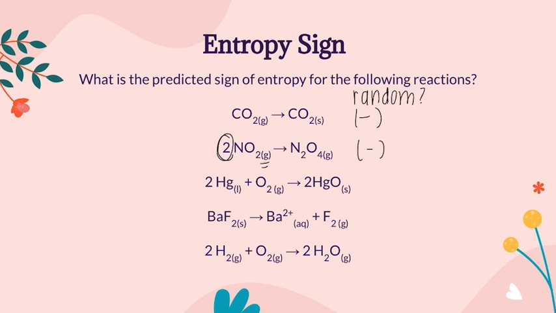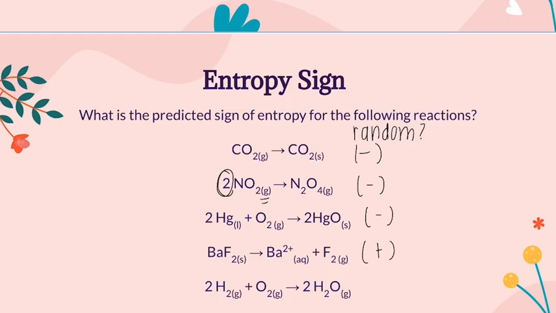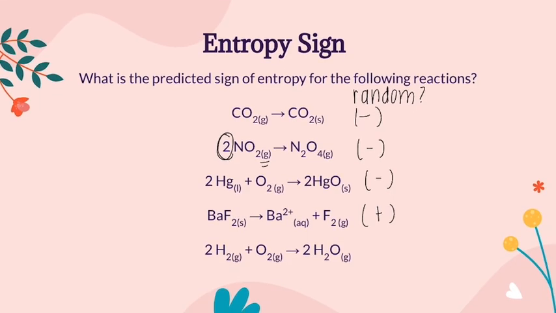Third, we have 2 moles of liquid and a mole of gas turning into solid. In this case, we know that solid is less random, so it's negative. We have 1 mole of solid turning into a mole of aqueous and a mole of gas. That is going to be more random, which is positive. We know that it splits into 2 moles, and those moles are more random than a solid mole would be. For the last one, we have 2 moles of H2 and 1 mole of O2 going to 2 moles of H2O. So we're going from 3 moles of gas to 2 moles of gas. That means the system's getting less random, which means it's going to be negative.